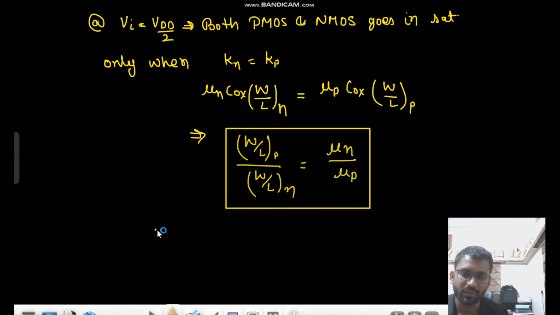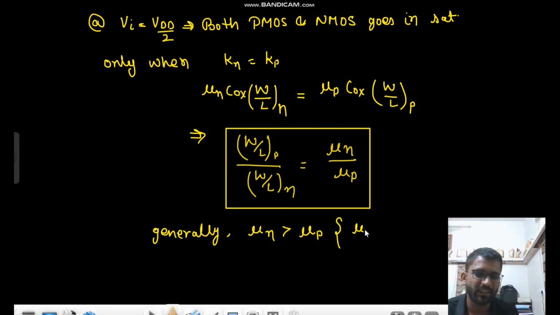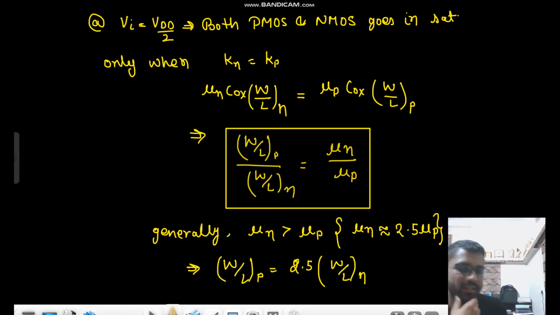Generally I guess most of you know that the mobility of electron is more than the mobility of holes. Mu n is greater than mu p. A rough idea is mu n is almost equal to 2.5 times mu p. That shows that W by L of PMOS should be equal to 2.5 times W by L of N.